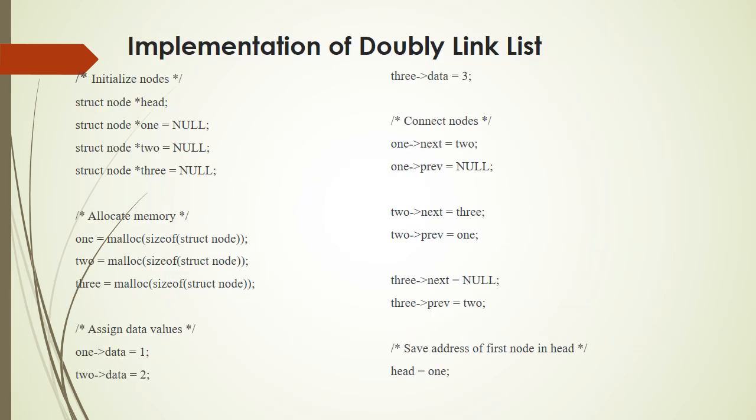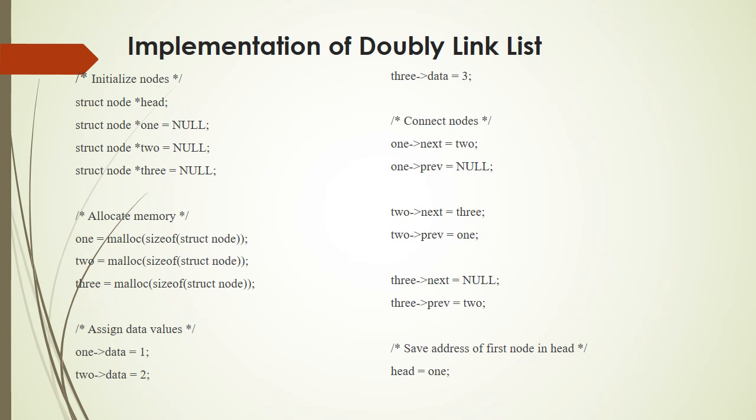To create a doubly linked list in C, we first need to initialize the node. A node in a doubly linked list contains data, a pointer to the next node, and also a pointer to the previous node. We start by defining a structure for the node and then declare pointers for the nodes, the head of the linked list, and the previous of the node.